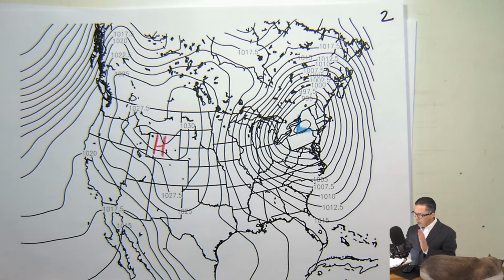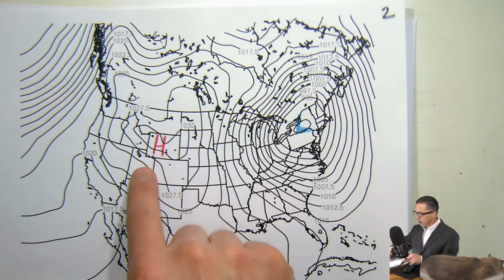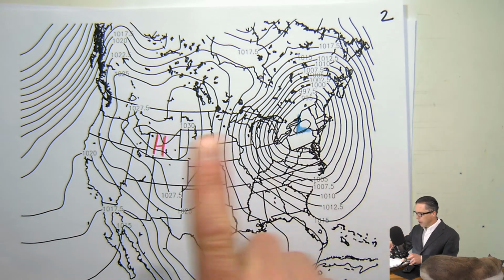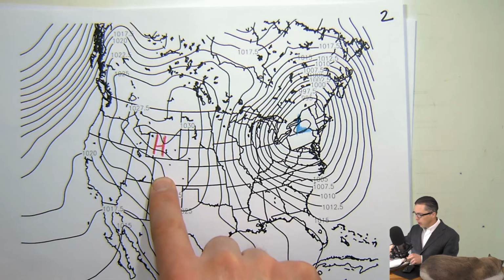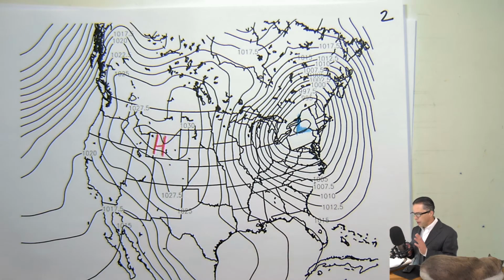So all we can gather from what we've talked about so far is that this is rising air, this is sinking air, here's probably cloudy, here's probably clear. Beyond that, we don't have enough information yet to say more, whether it's raining or anything like that. Okay, let's move on to number 3.